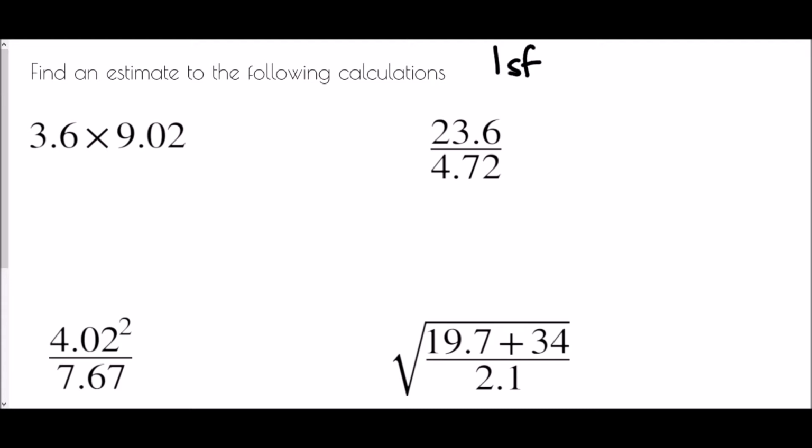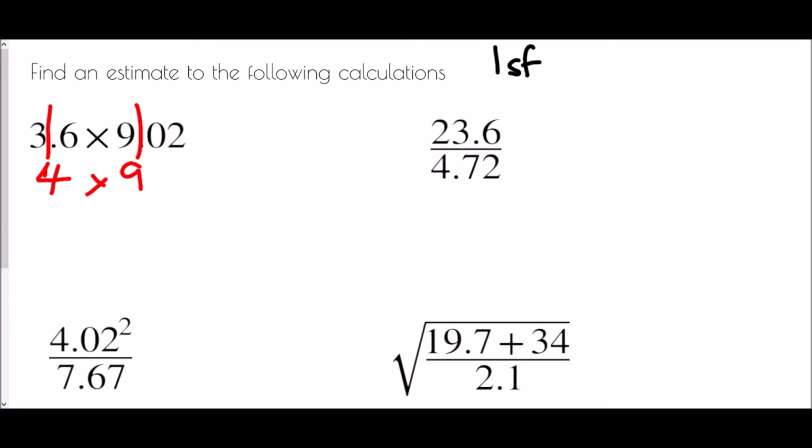So let's find an estimate for 3.6 times 9.02. Well, in each case, the first thing I need to do is actually round to one significant figure, and that would mean rounding after the first non-zero digit. So we'll be rounding here. So after the 3 is a 6, which means it would round up. So I would have 4. With 9.02, I'd be rounding after the 9. The next digit is a 0, and so it's saying 4 times 9.